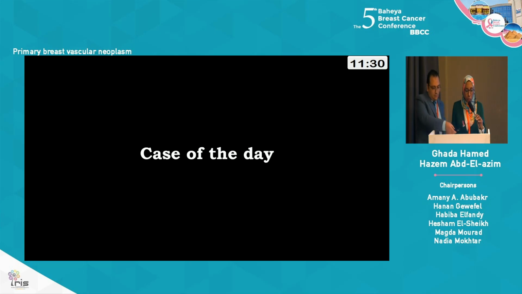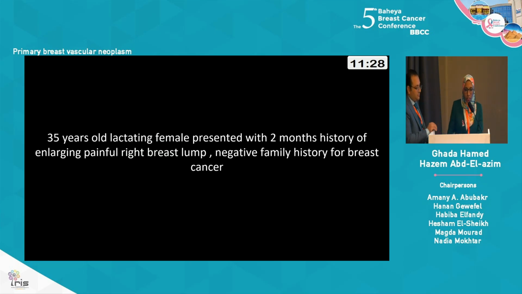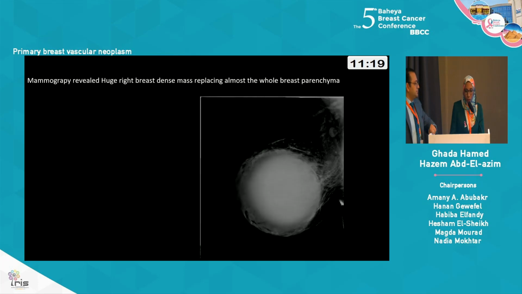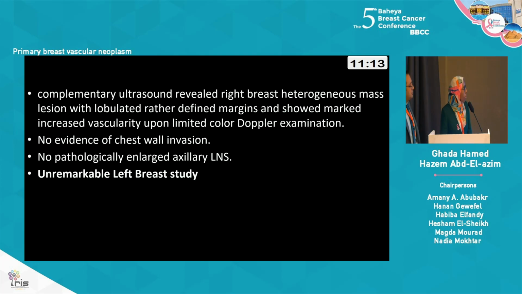Our case presentation today is about a 35-year-old lactating female presented with 2 months history of enlarging painful right breast lump with negative family history of breast cancer. Mammography revealed a huge right breast dense mass replacing almost the whole breast parenchyma. Complementary ultrasound revealed a right breast heterogeneous hypervascular mass lesion with lobulated, rather well-defined margins. No evidence of chest wall invasion, no regional lymphadenopathy, with unremarkable left breast study.